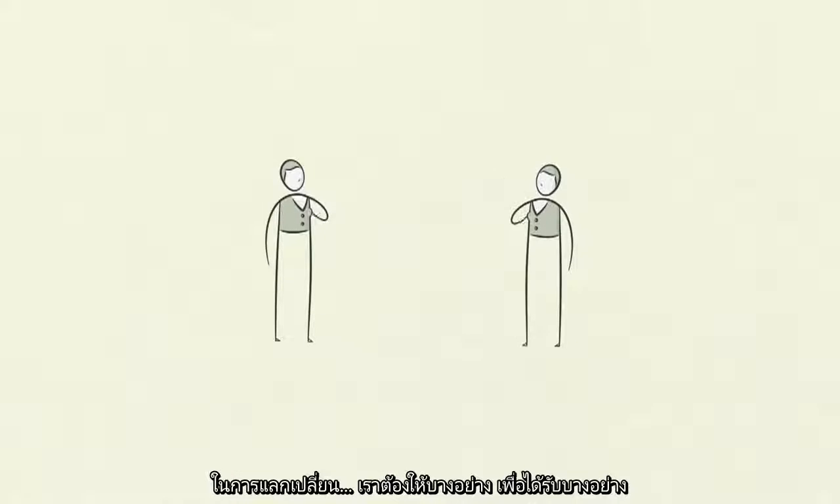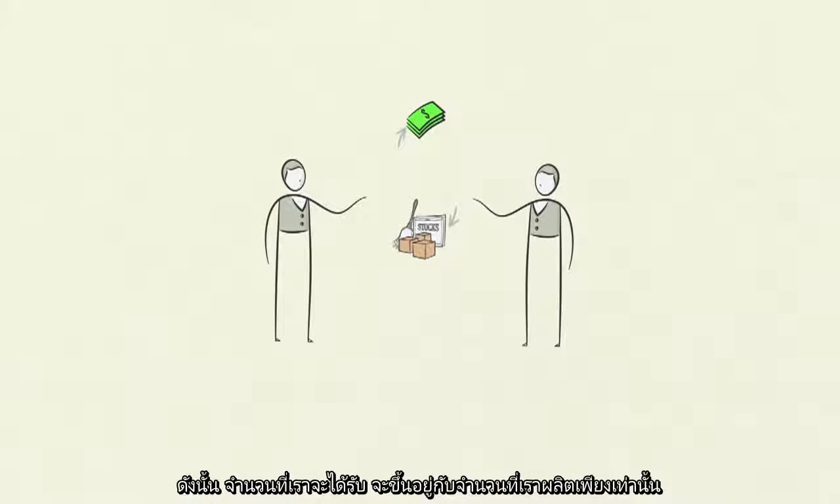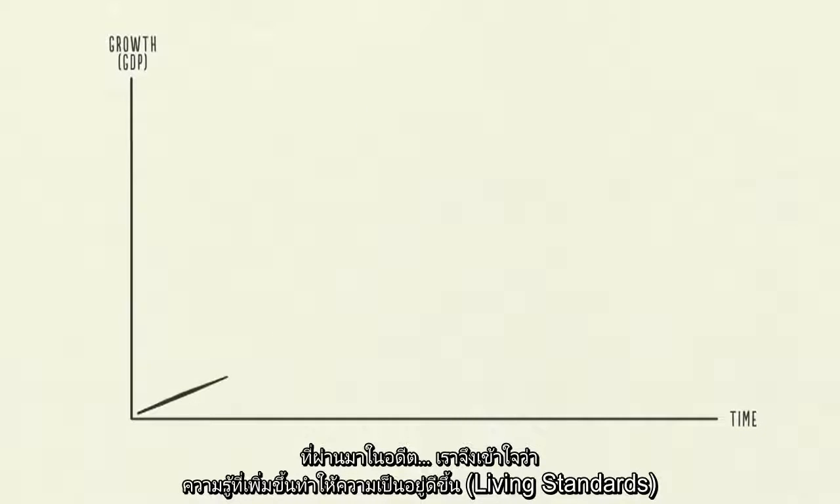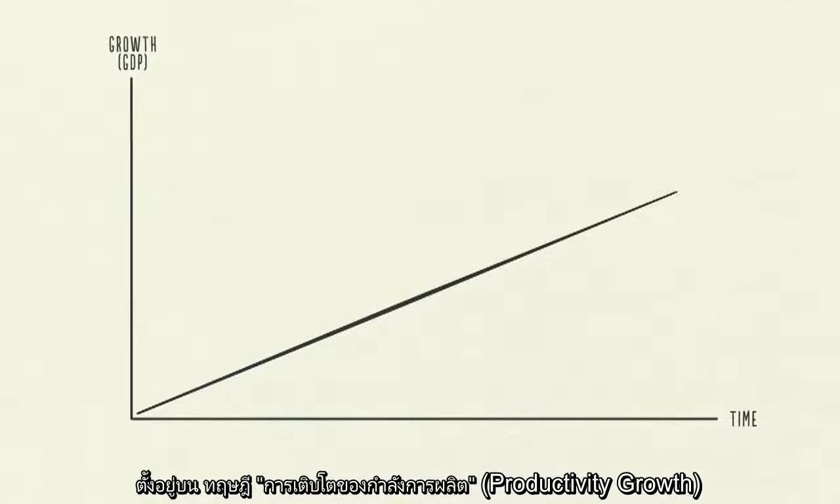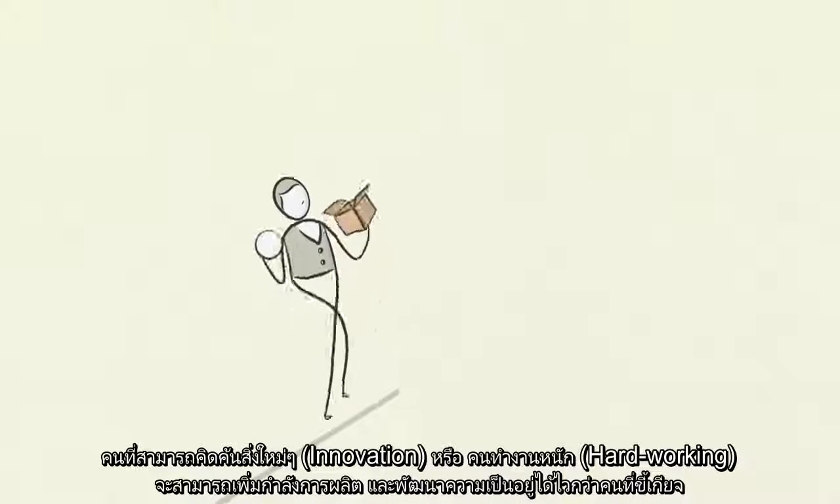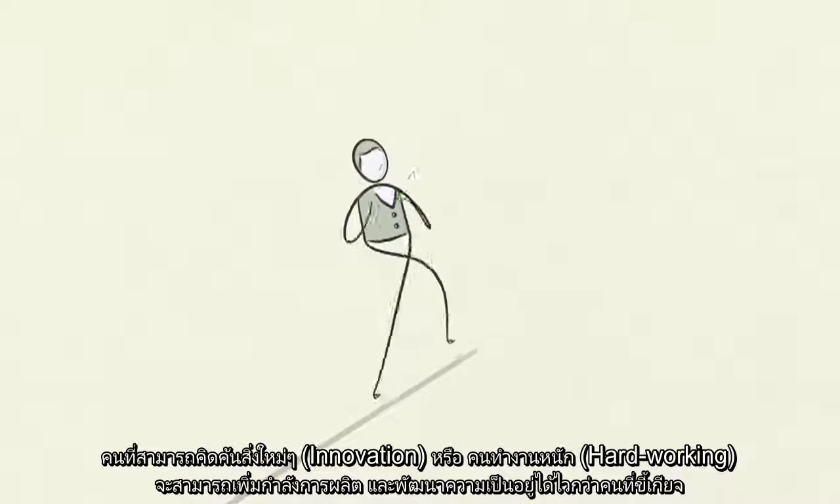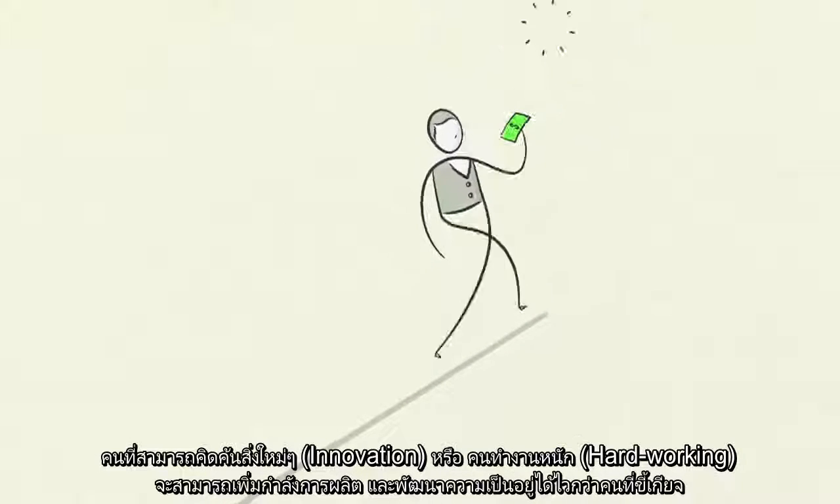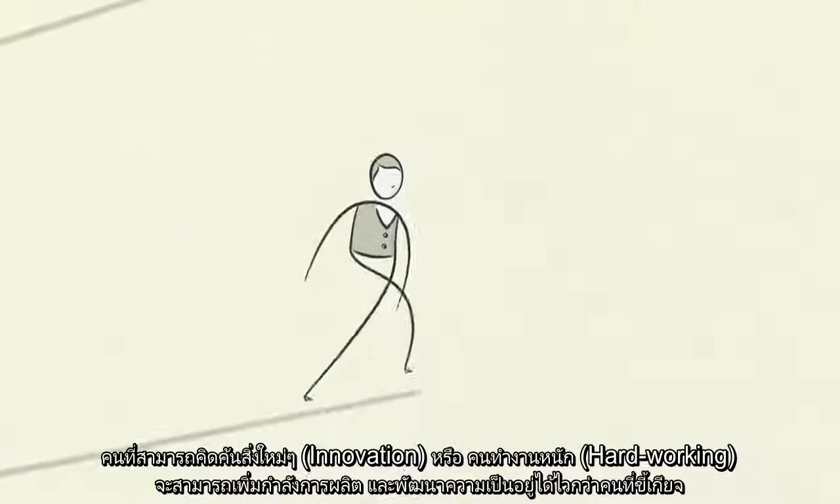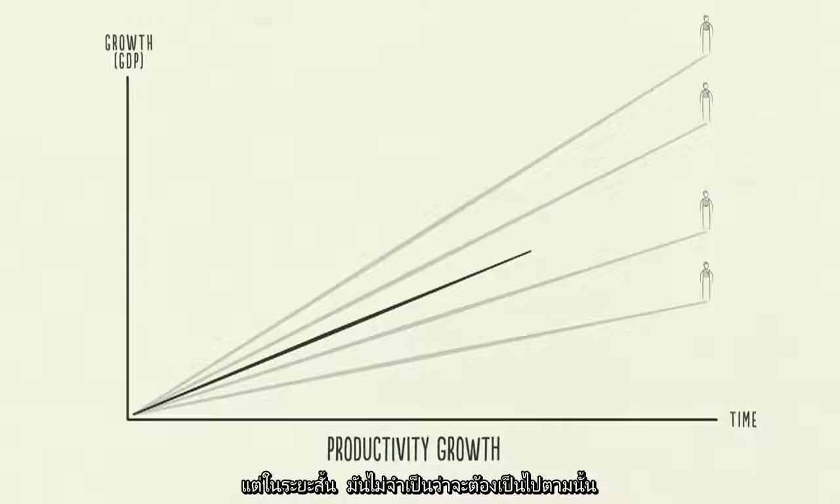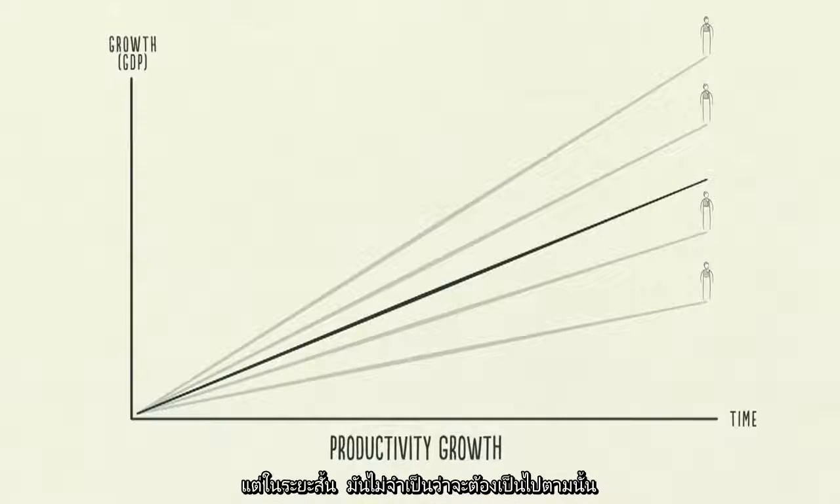In a transaction, you have to give something in order to get something. And how much you get depends on how much you produce. Over time, we learn, and that accumulated knowledge raises our living standards. We call this productivity growth. Those who are inventive and hardworking raise their productivity and their living standards faster than those who are complacent and lazy. But that isn't necessarily true over the short run.